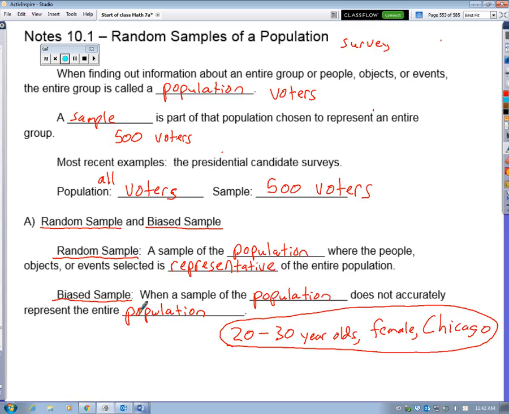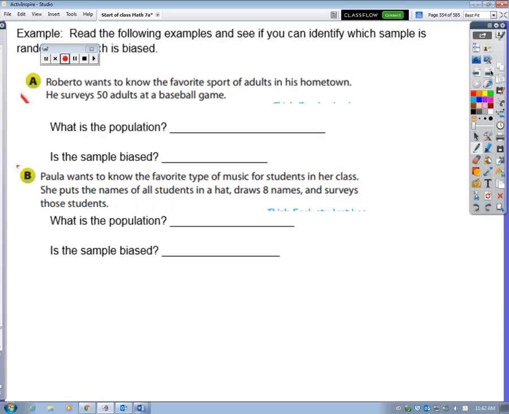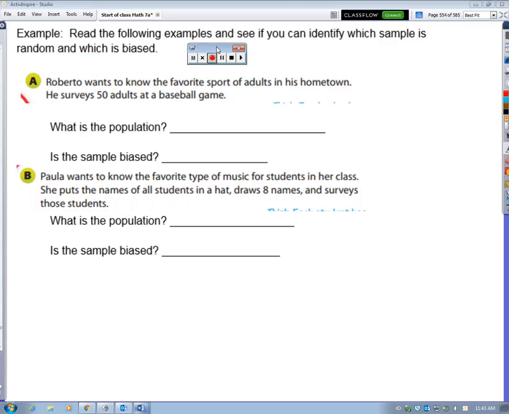Okay, let's look at some examples. This will become a little bit more clear. Like I said, this lesson's a little different because we're not really doing so much math. We're just looking at some different things. We've got a couple of examples, and we'll see if we can identify which sample is random and which one is biased.